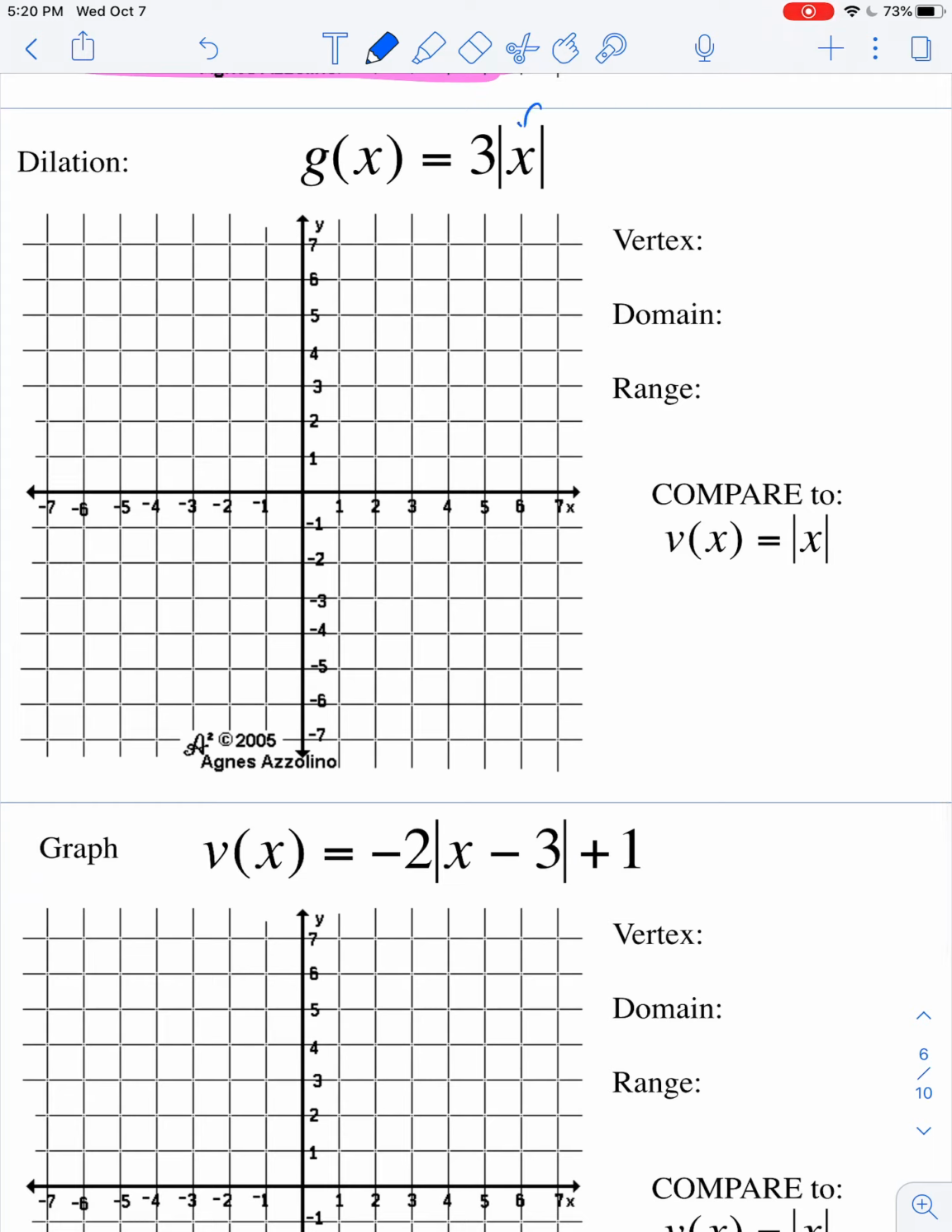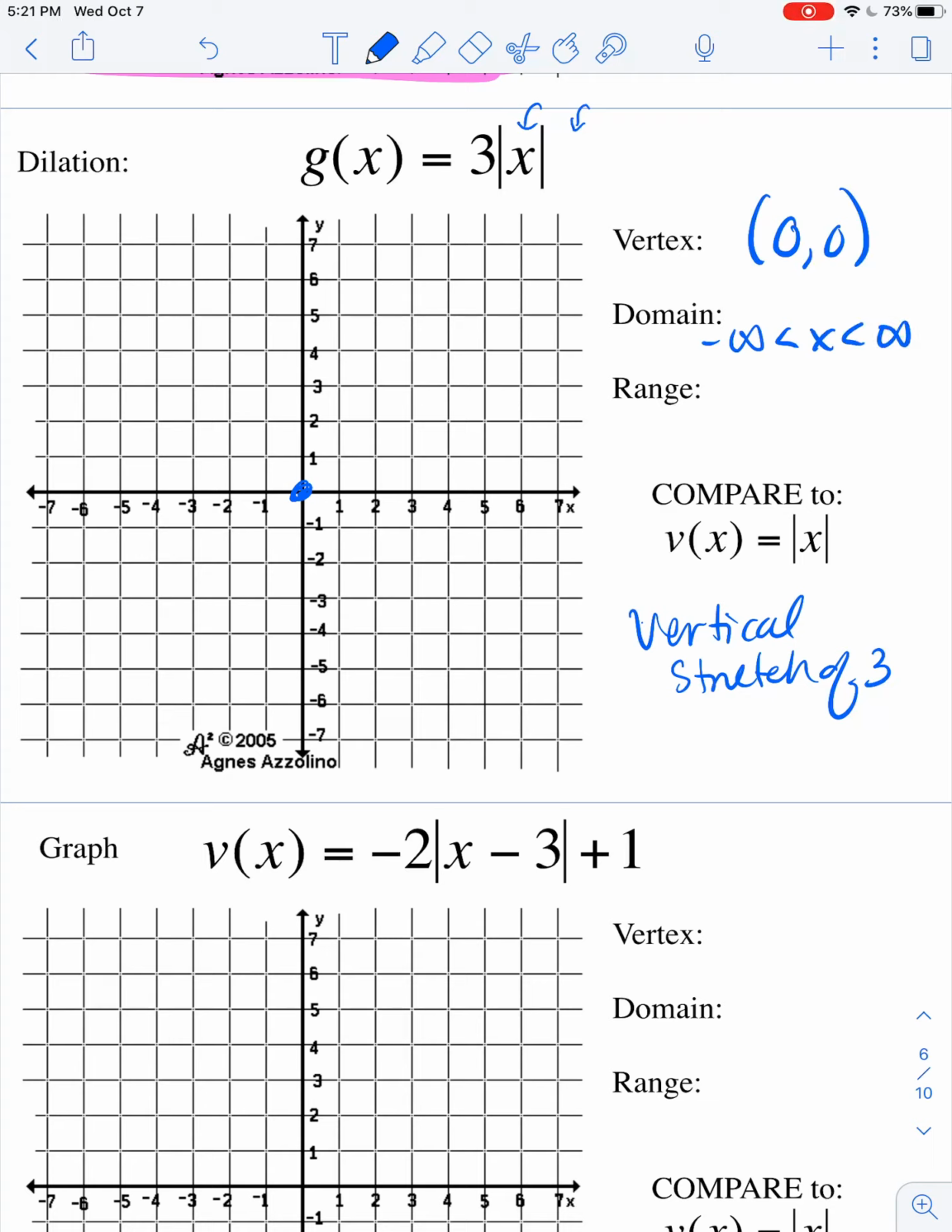Here, the obvious change is the a value. If you look at it, there's nothing in here with the x and nothing at the end. So there hasn't been a translation. The only thing we have had is a vertical stretch of 3. So my vertex is going to stay at 0, 0 because it hasn't moved left, right, up, or down. Pretty sure my domain is going to be the same because it's always the same.